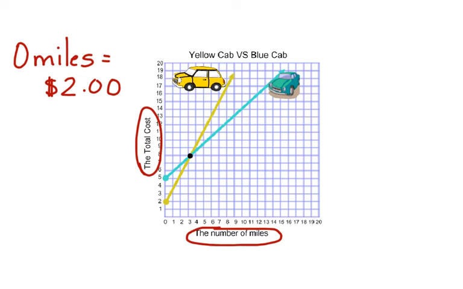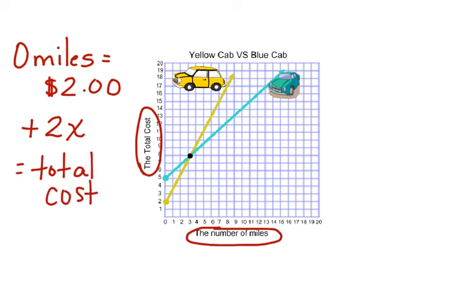If we look at 1 mile, you can go up and see that the cost is $4. 2 miles, the cost is $6. 3 miles, the cost is $8. So we can say that for every extra mile, there's an additional $2. X can be the number of miles traveled. So we start at $2 plus 2x, or $2 times the number of miles traveled, and that's going to give us the total cost. Let's write that a little neater. Total cost.